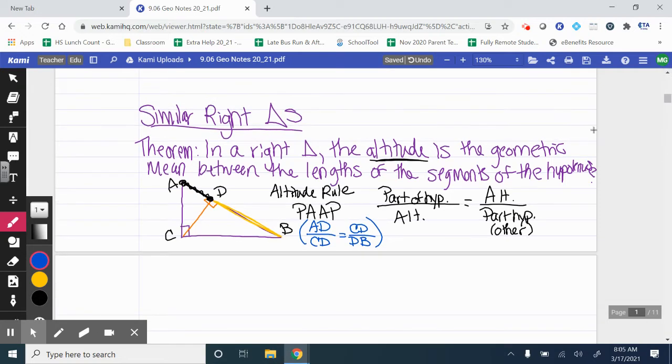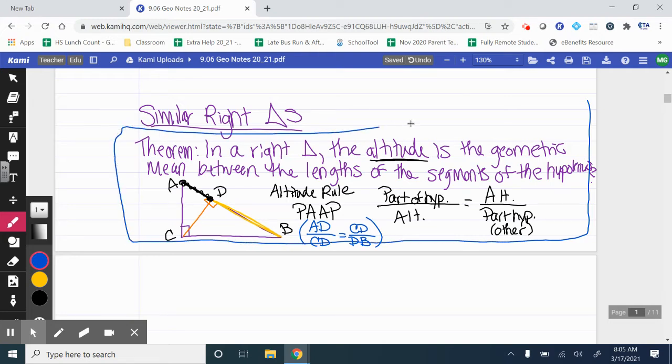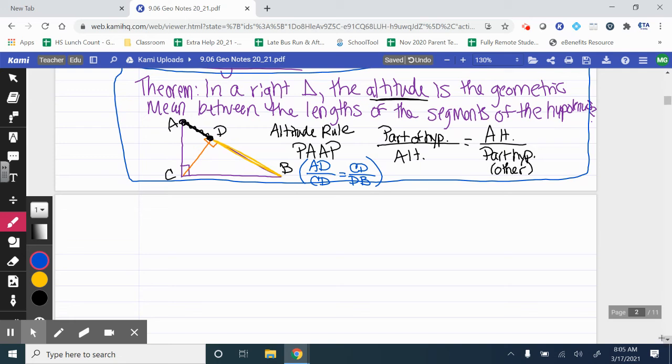So your PAP rule. Again, things you want to be thinking about are, do I see a big right triangle with two right triangles inside of it? And to use this rule, you want to either be given the altitude or looking for the altitude. For all of these, you're going to find x. Here's your right triangle with an altitude drawn, so you've got two right triangles inside of a big right triangle, and we want to solve for x.